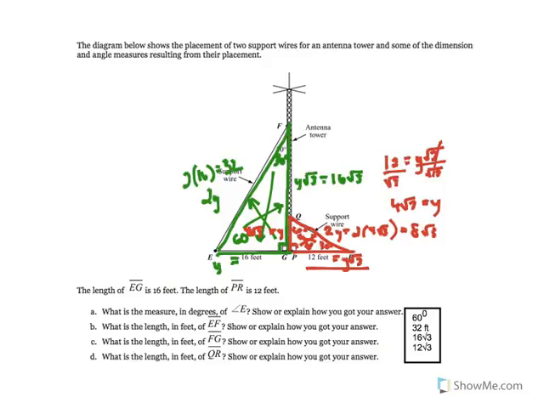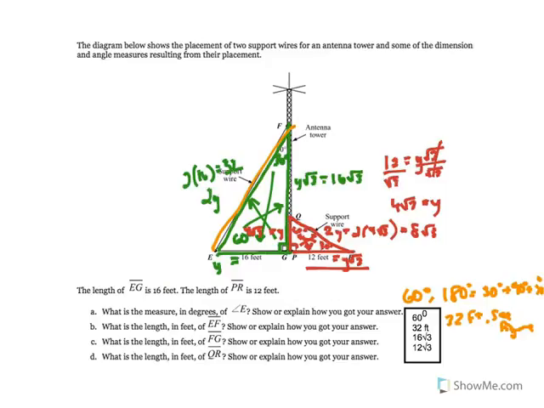So down here it says, A, what is the measure in degrees of angle E? Angle E is 60 degrees because the degrees in a triangle equal 180, and they give us 30, 90, and x. What is the length in feet of EF? EF here is 32 feet, and we can just write C figure.